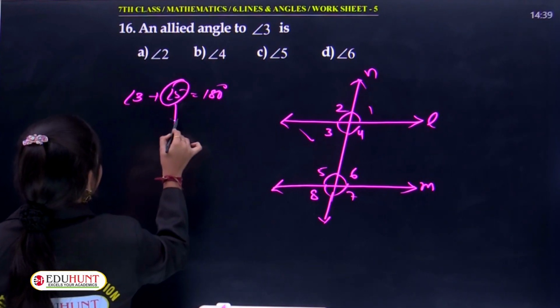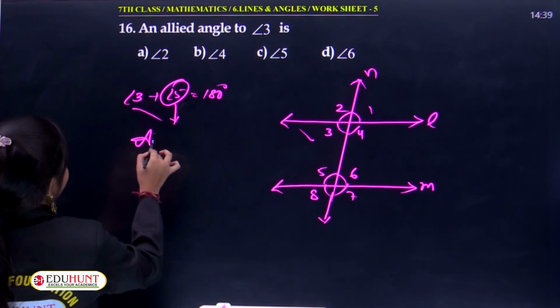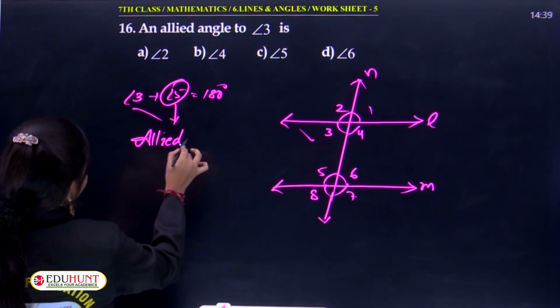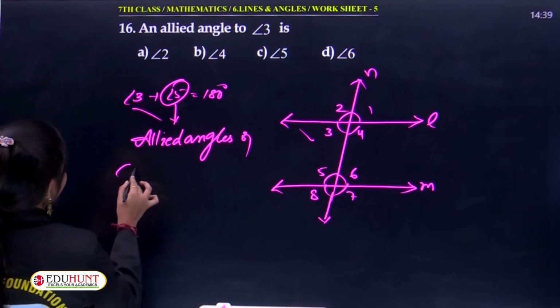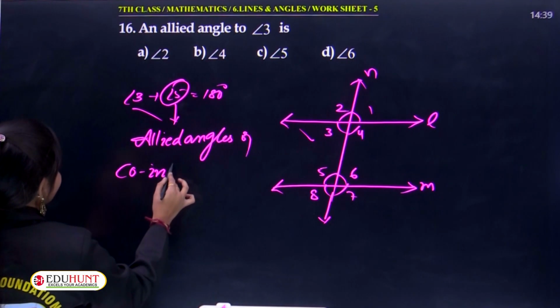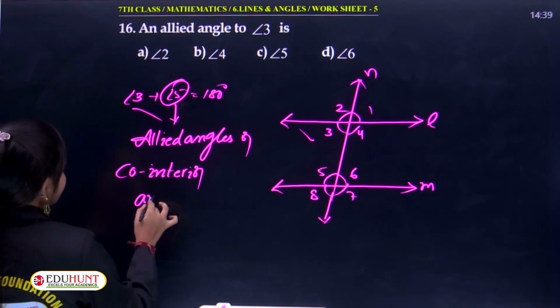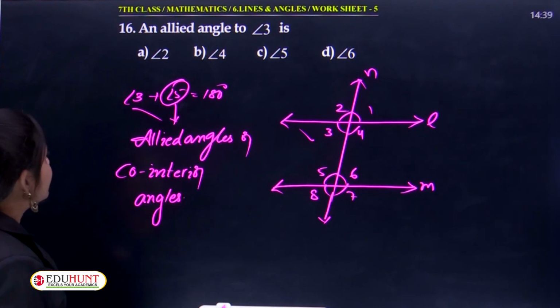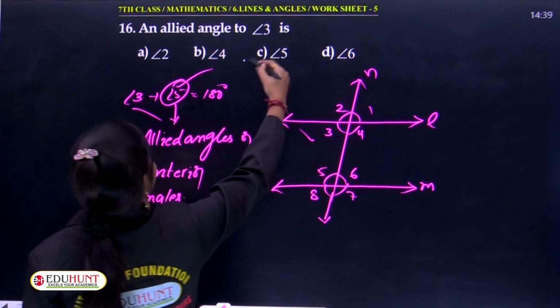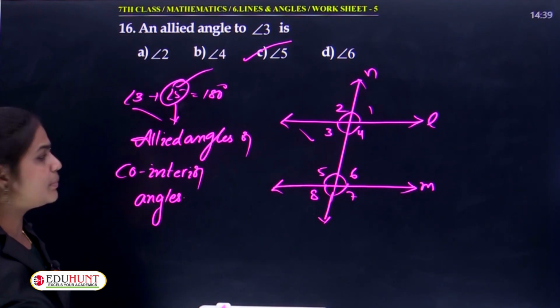Then what is that angle here? Angle 5. These two are allied angles. Allied angles are co-interior angles. Co-interior angles. Then what is that allied angle here? That is angle 5. Angle 5 is the allied angle of angle 3. Okay, ma? Yes.